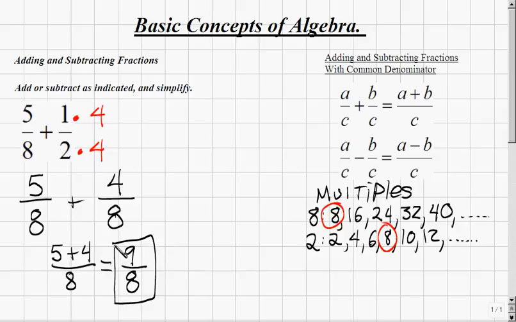However, if we wanted our answer as a mixed number, we would divide 8 into 9, which goes in one whole time, and there would be a remainder of 1 left over out of 8. So the mixed number would be 1 1/8.